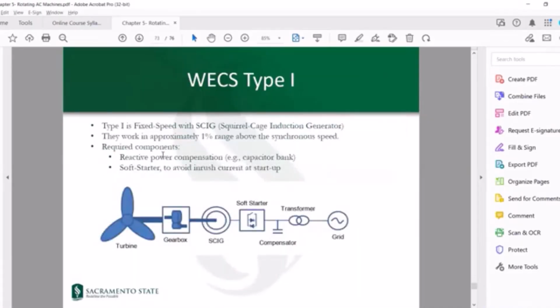Now, I wanted to go through 4 different types of wind energy conversion systems, really quick, type 1 through type 4. So type 1 is associated with the squirrel cage induction generators. Remember when we were talking about induction generators, there was a squirrel cage, which had shorted rotor bars, was very simple and sturdy. So these wind turbines work in a very narrow range, approximately 1% above the synchronous speed.